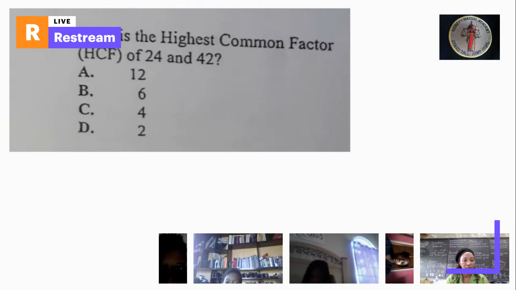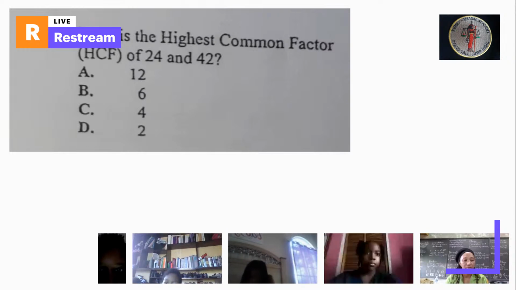Number 4. What is the highest common factor, HCF, of 24 and 42? Miss, is it 6? Miss, it's 12. What do we mean by the highest common factor? The largest number that can divide 24 and 42 without leaving a remainder. Can 12 go into 42 without leaving a remainder?